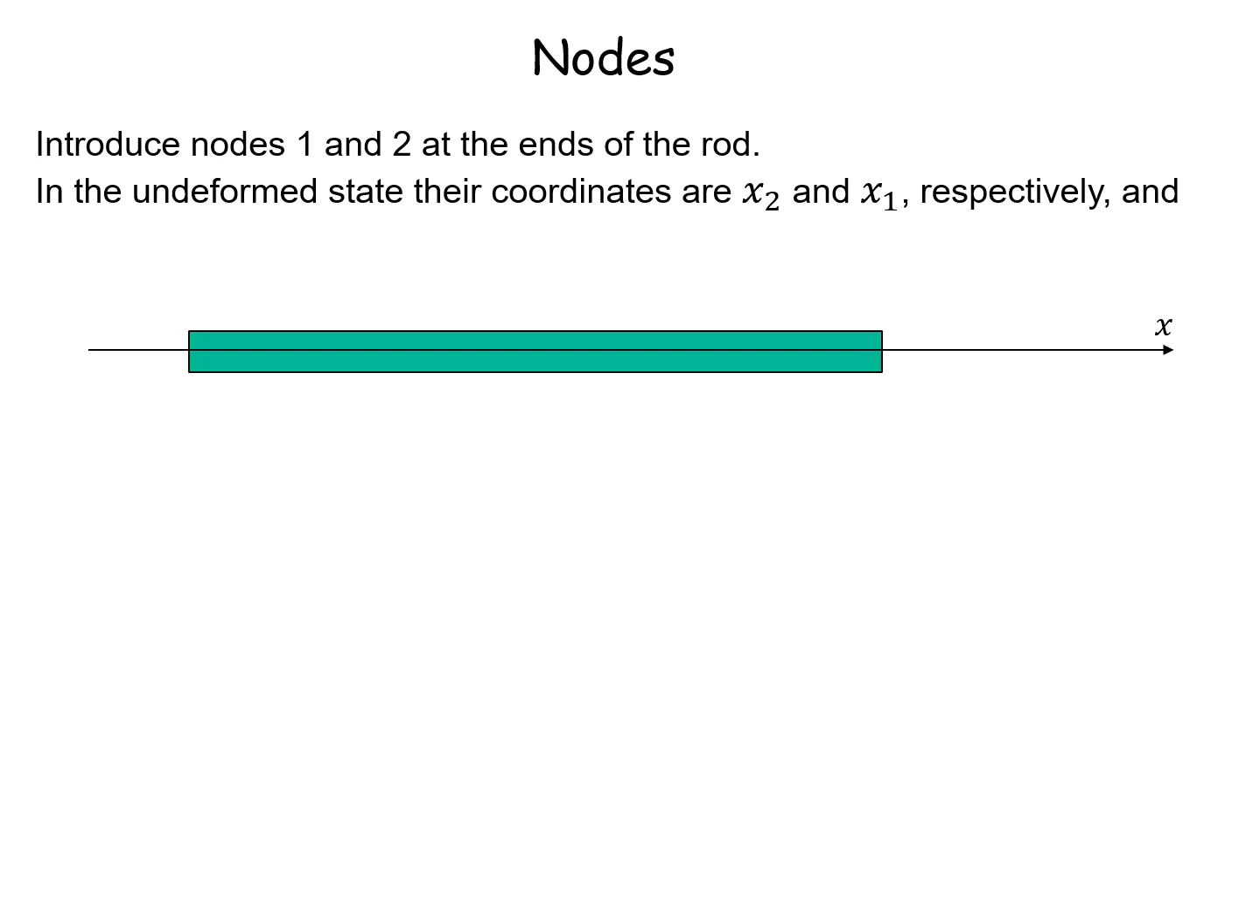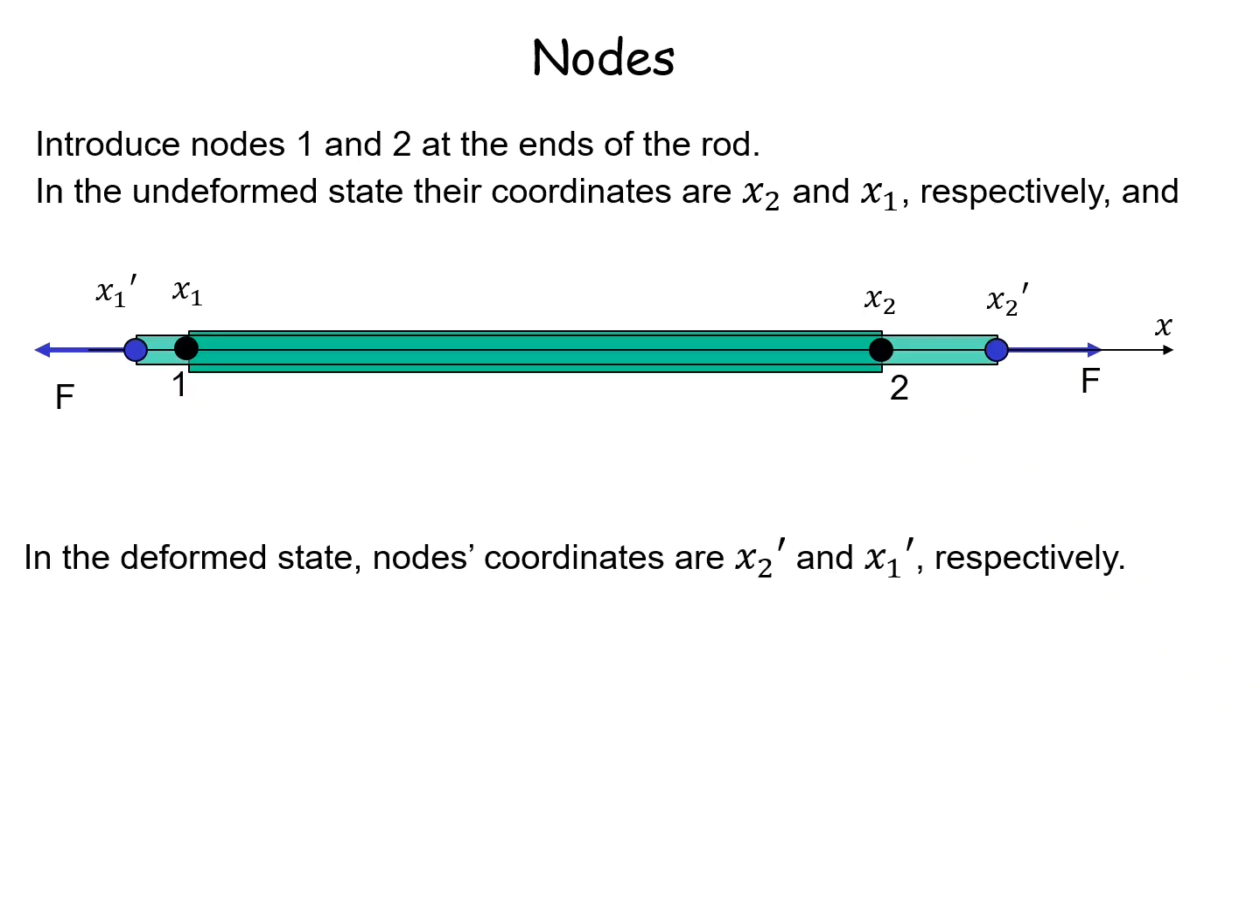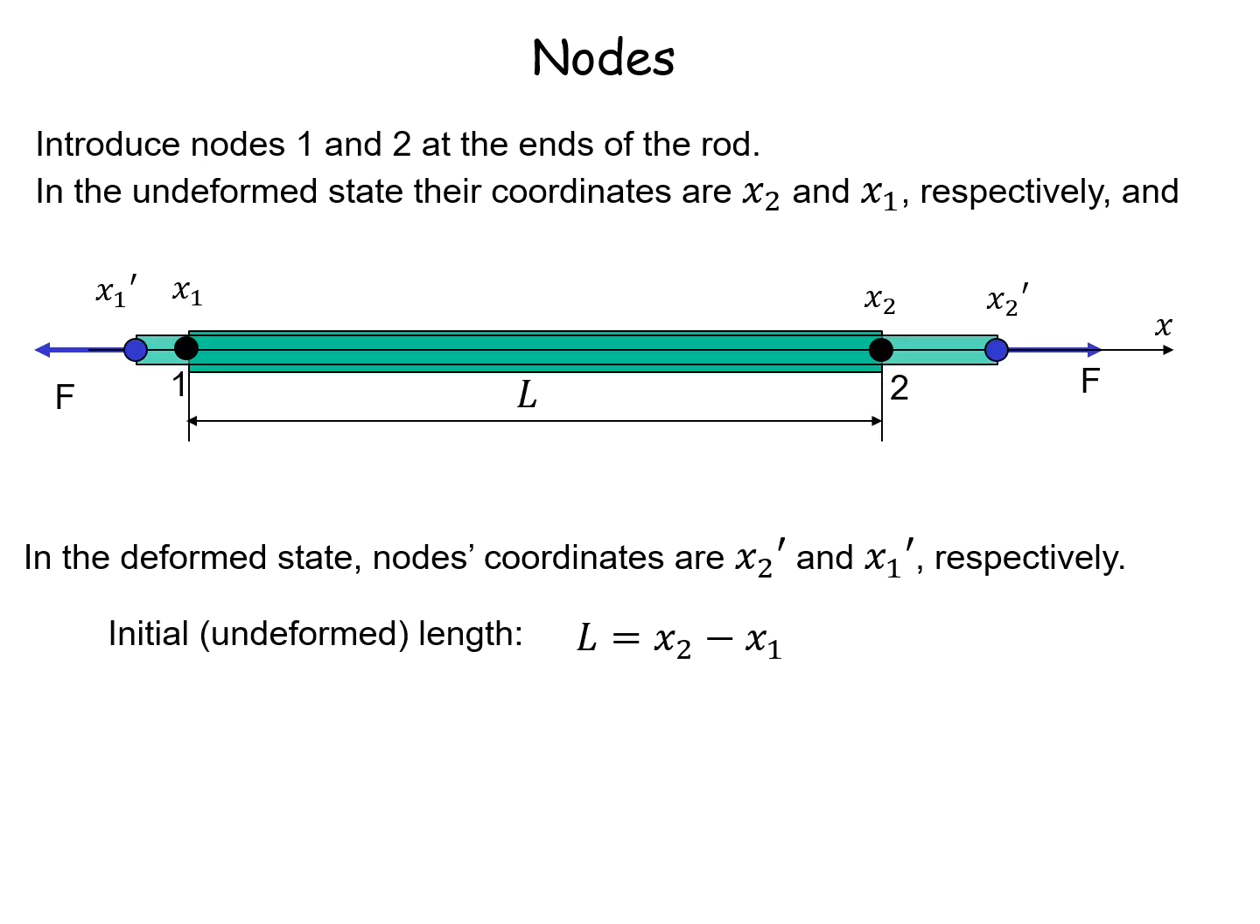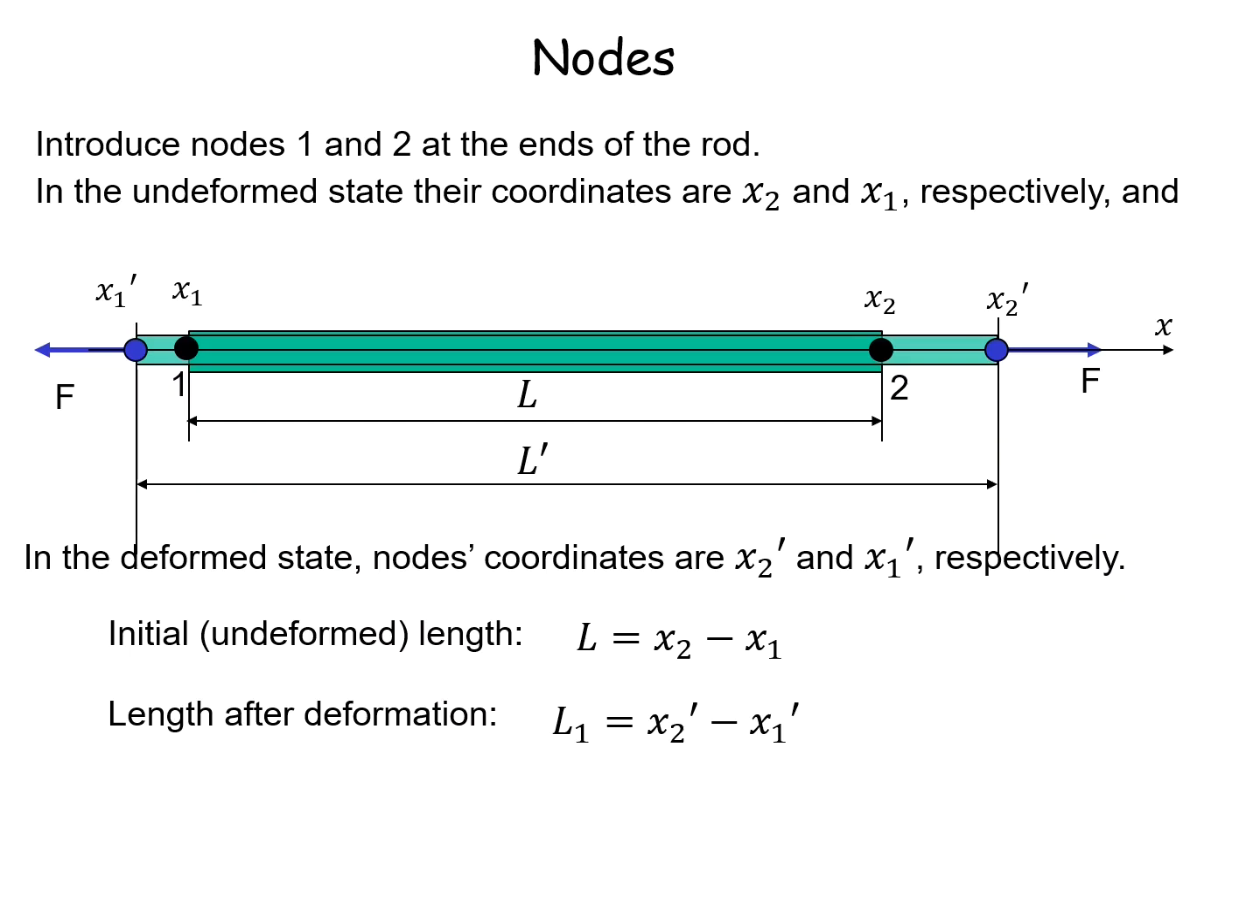We'll introduce two nodes at the ends of the rod, which we'll call node 1 and node 2. The initial, or undeformed, positions of these nodes are at coordinates x1 and x2. After the rod has been deformed by an applied force, the new positions of the nodes are x1 prime and x2 prime. The initial, undeformed length of the rod can be calculated using the initial coordinates of the nodes: L equals x2 minus x1. The length of the rod after deformation can be calculated using the final coordinates of the nodes: L1 equals x2 prime minus x1 prime.